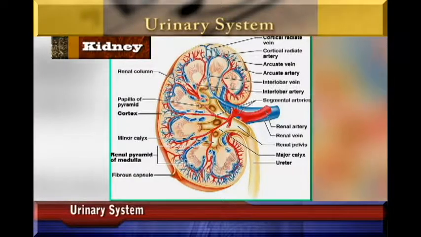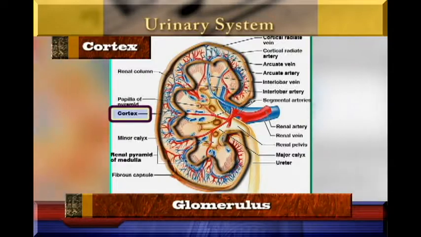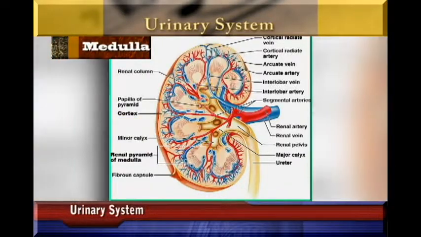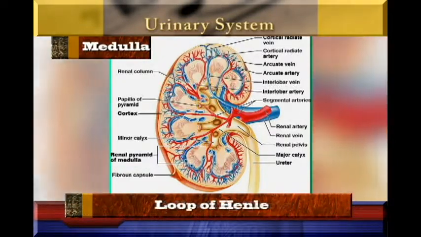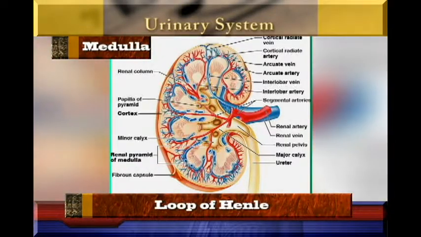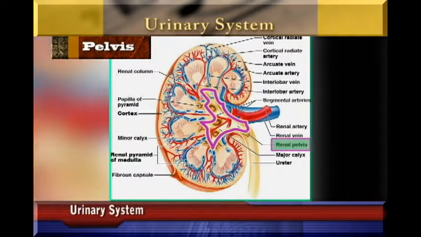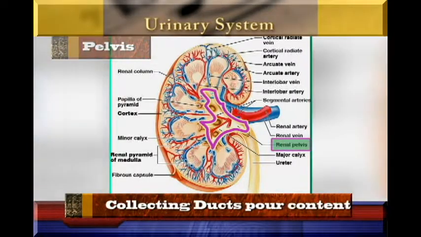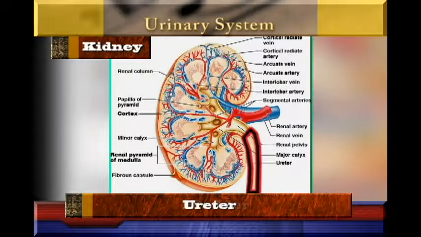Now we have looked at the structure and seen that the kidney has three areas. It has the cortex, where we find the glomerulus, and it has the medulla. In the medulla, it's where we find the collecting ducts, and also the loop. Then we have seen that it also has the pelvis, where all the content of the collecting duct is poured, and then it is carried to the ureter where it is transferred to the bladder.